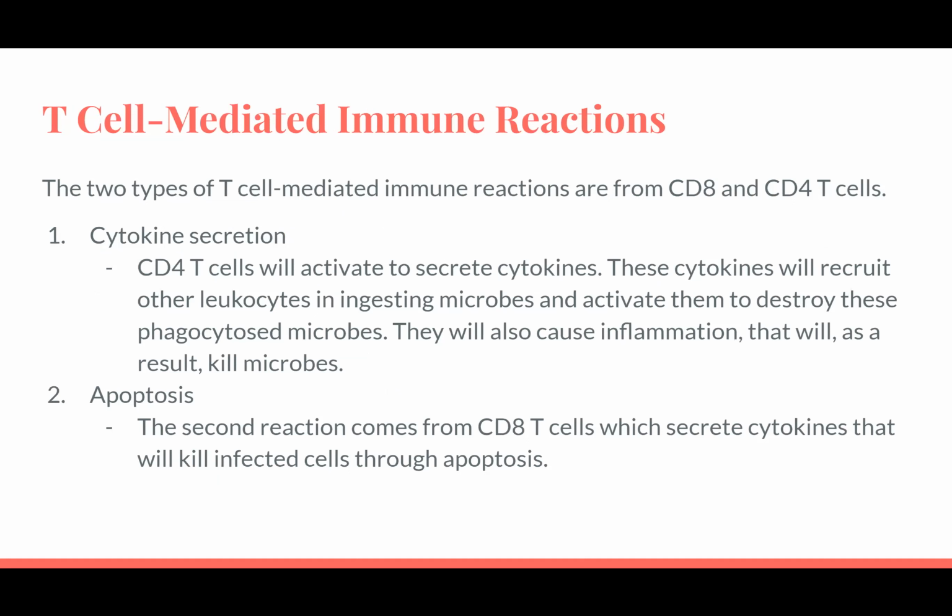So, T cell mediated immune reactions. There are 2 types of immune reactions from CD8 and CD4. The first is cytokine secretion. Your CD4 T cells activate to secrete cytokines. These cytokines will recruit other leukocytes in ingesting microbes and activate them to destroy these phagocytosed microbes. They will also cause inflammation that will, as a result, kill microbes. And second is apoptosis. The second reaction comes from CD8 cells, which kill infected cells through apoptosis.